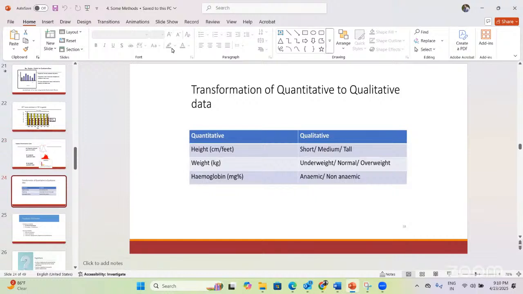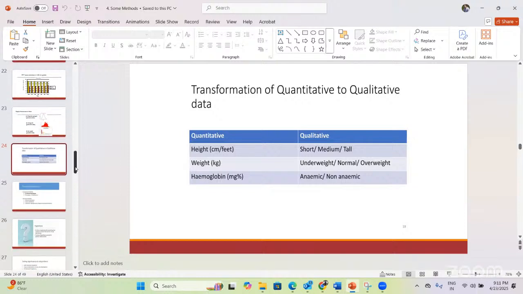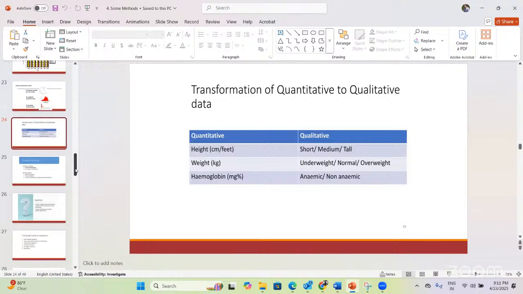I also told you that sometimes we make quantitative data into qualitative data, like heights into three different categories: short, medium, tall, and weight also into three categories. So we can make it as per our demand or objective, and nothing else. It depends on you how many categories you will make. Sometimes we generally follow guidelines, suppose WHO's guidelines or another kind of guidelines that say this kind of category you can follow for any kind of disease. Next slide.